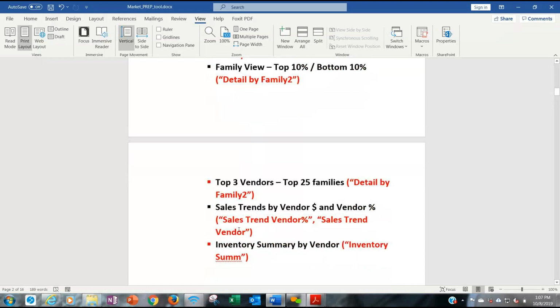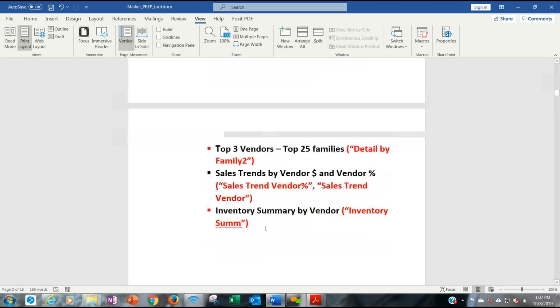And then I do a sales trend, so really trying to understand over the last year what the trend looks like for vendor sales and then percentage of sales. So basically a market share view by vendor in each of the categories. So I use the sales trend vendor percent tab as well as the sales trend vendor tab.